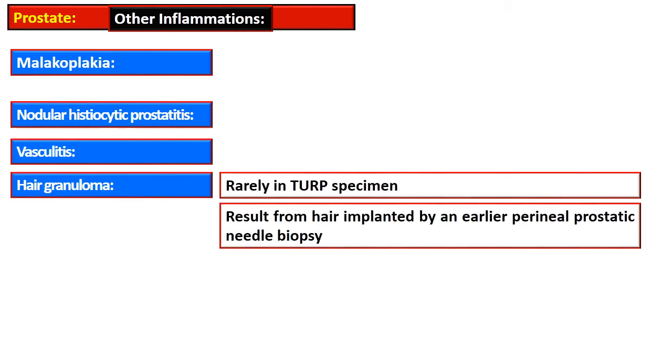Then rarely in TURP specimen hair granuloma is encountered, and this hair granuloma is basically due to hair that is implanted by an earlier perineal prostatic needle biopsy.